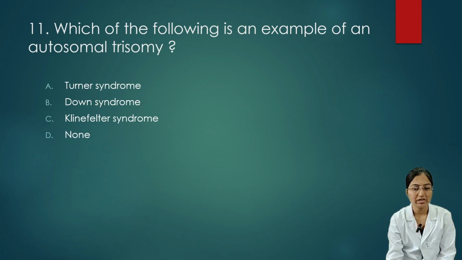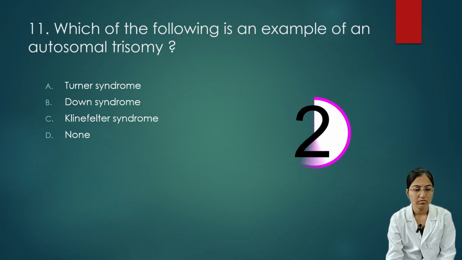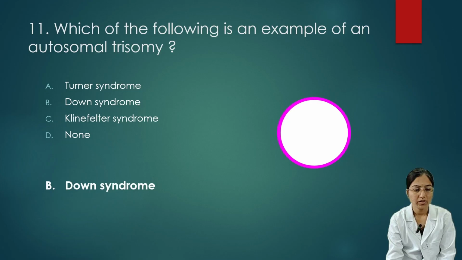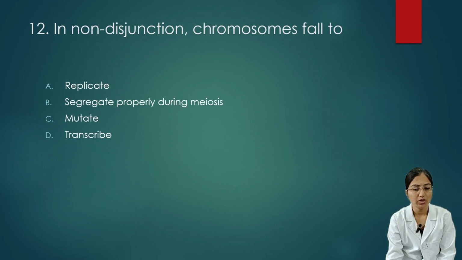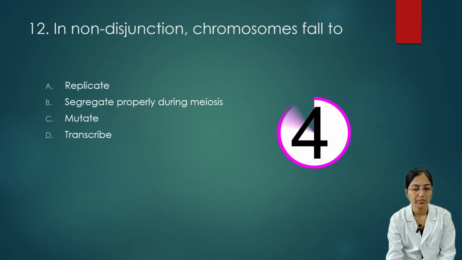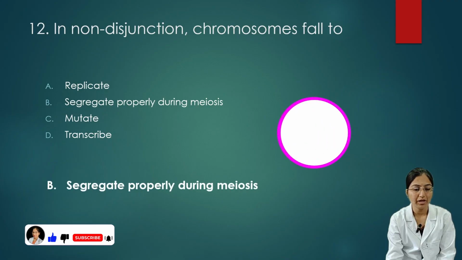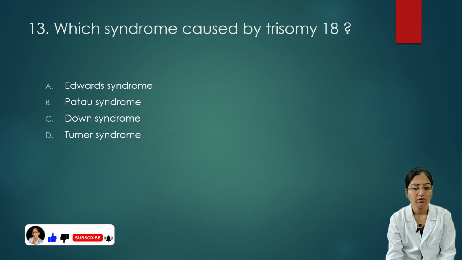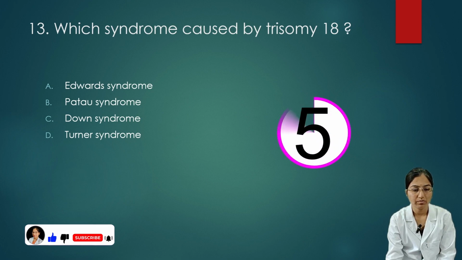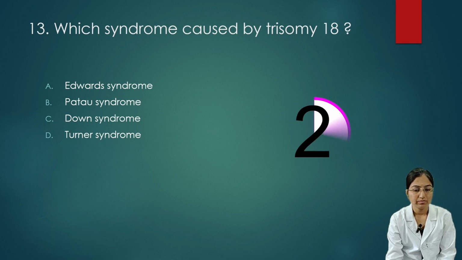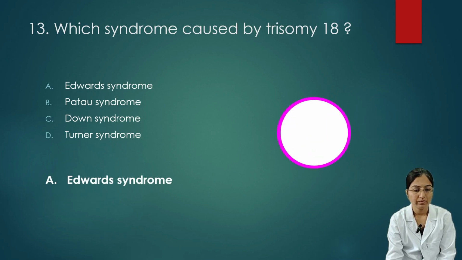Which of the following is an example of an autosomal trisomy? Options are here. Down syndrome. Next question. In non-disjunction, chromosomes fail to segregate properly during meiosis. Next question. Which syndrome is caused by trisomy 18? Right option is A, that is Edwards syndrome.